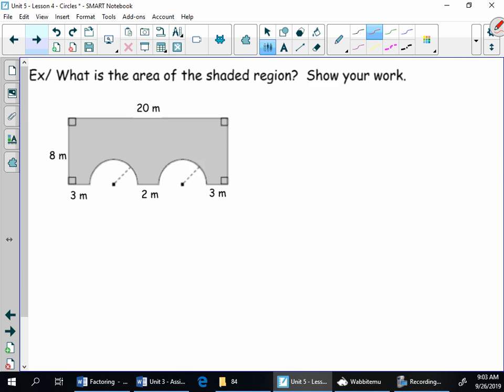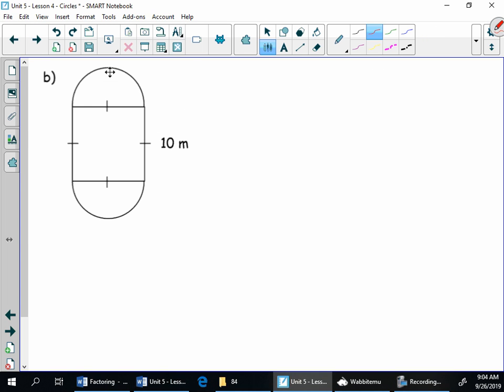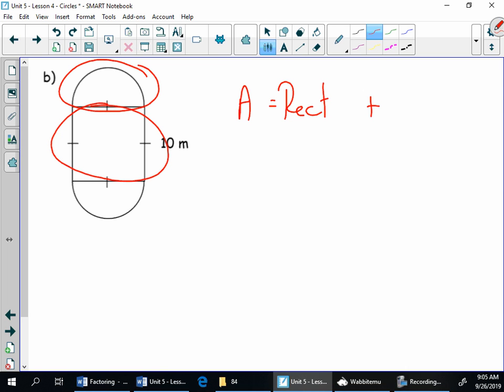Okay, last one. What is the area of the shaded region? Can we figure this part out? Ooh, that's a tricky question. But I had to fix the lesson. I was missing the right example. Okay, area of this shape. What do we see in this shape? Well, in the middle here, we have ourselves a rectangle. Jumping ahead of myself there. And what else do we have? We've got half a circle up top combined with half a circle down the bottom makes a whole circle.